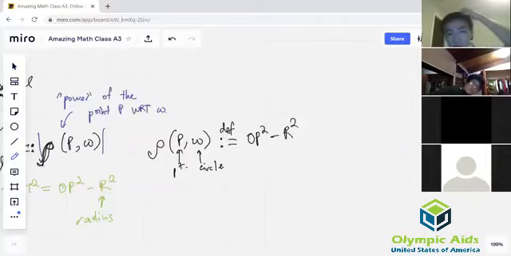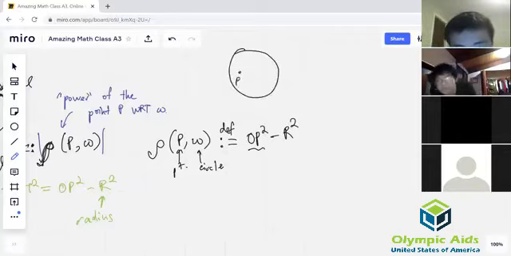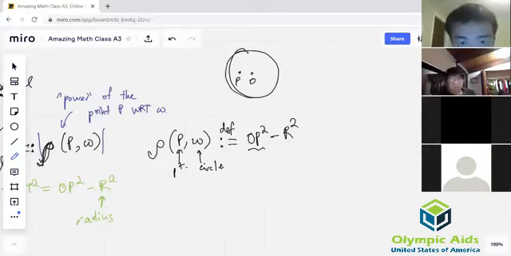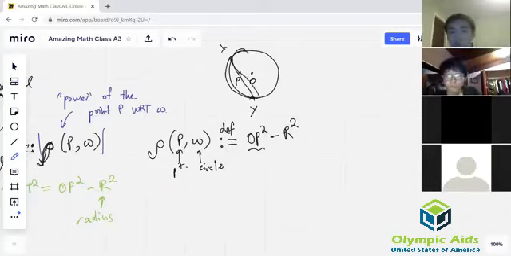And notice that this is only dependent on the distance from P to the center of the circle and the radius of the circle. And if P is inside the circle, then this value is negative. In any case, PX times PY is always equal to the absolute value of the power. So it would be equal to R squared minus OP squared in this case. And you can also prove that.